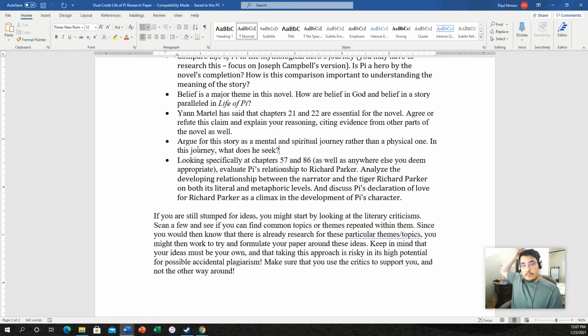And then the last prompt talks about the relationship between Pi and Richard Parker. Okay, so talk to me about their relationship. Their relationship is fundamental to the core of this book. So it's an incredibly important relationship, and talk to me about it. And focus specifically on chapters 57 and 86.